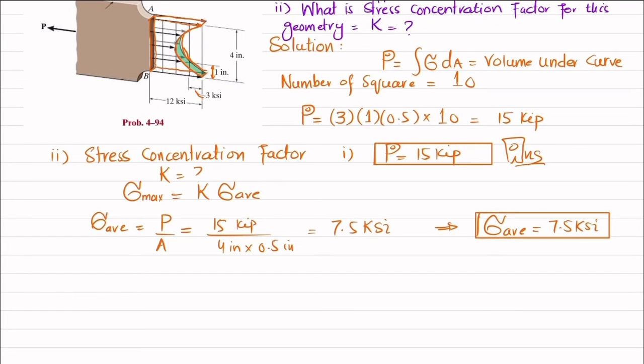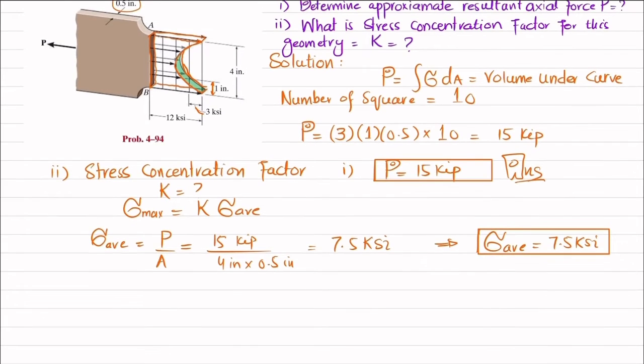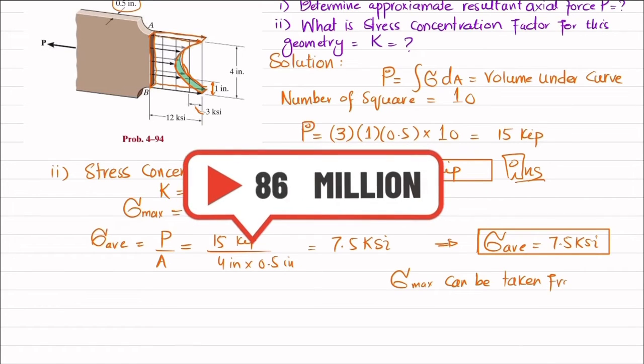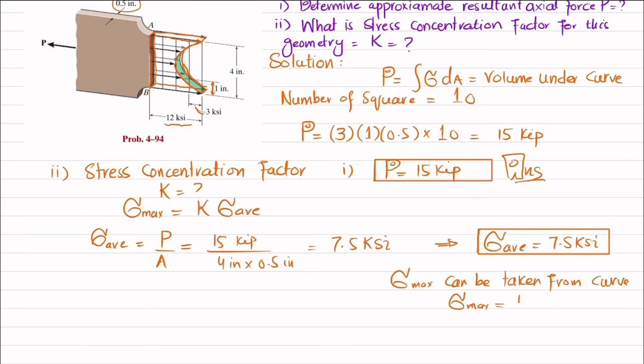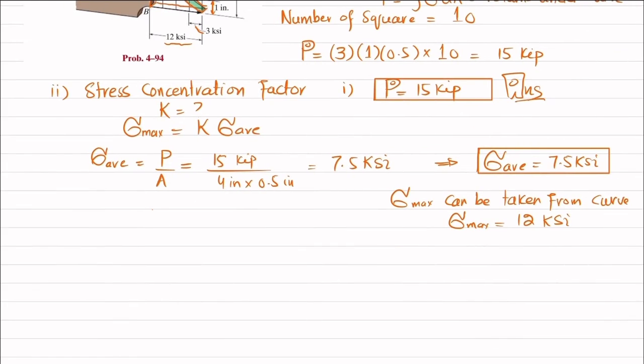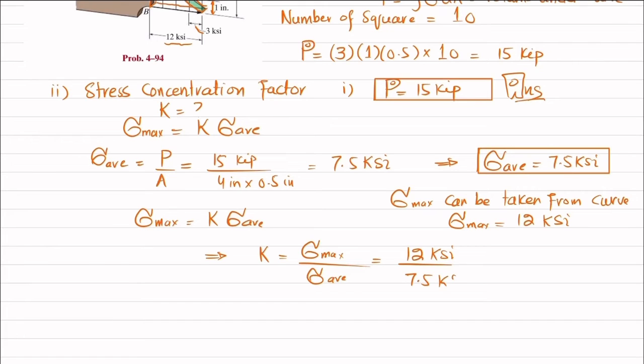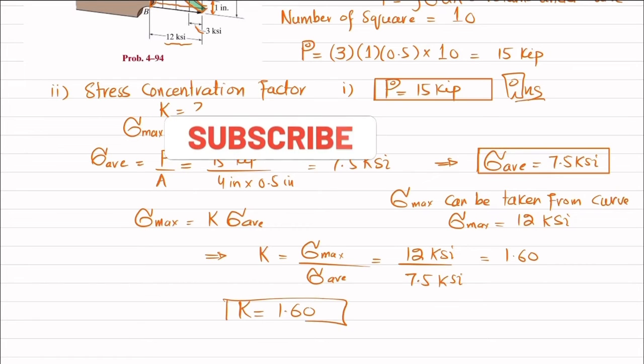Okay, so from here sigma average is equal to 7.5 ksi. So we are going to find this K, clear. How will we find this K? You will need the maximum stress. The maximum stress can be taken from the curve, and that maximum stress is 12 ksi. So sigma max is equal to 12 ksi. We know that maximum stress is equal to K into sigma average. So from here, K will be equal to sigma max divided by sigma average. Putting in the values, sigma max is 12 ksi and sigma average is 7.5 ksi, which will give you 1.60. So the stress concentration factor is 1.60.